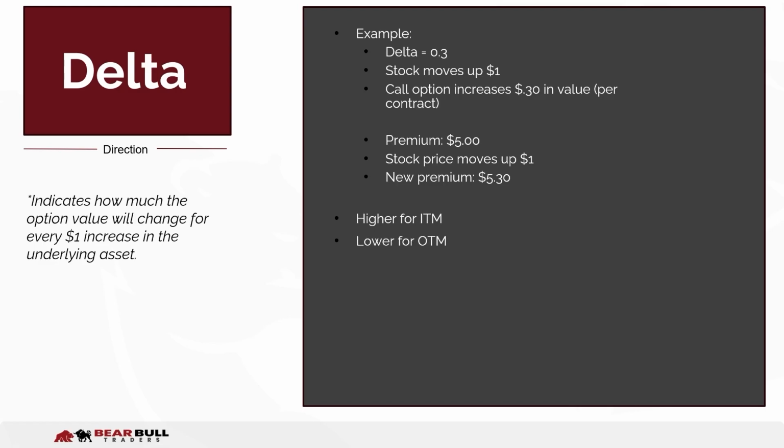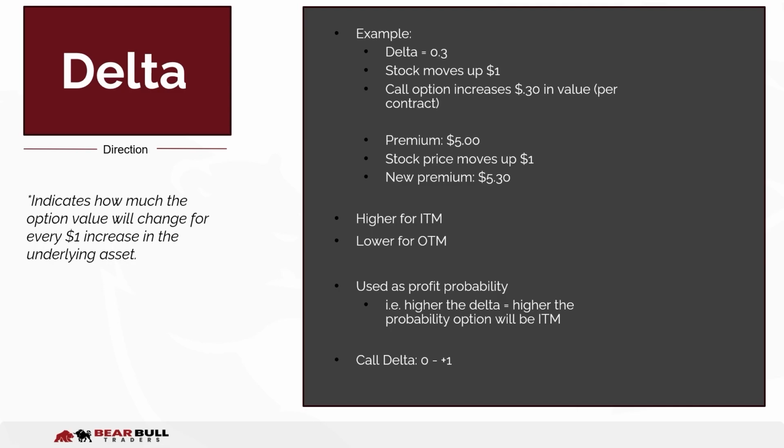Delta is higher for options that are in the money and lower for options that are out of the money. For this reason, delta tends to be used as a profit probability calculator. For instance, the higher the delta, the higher the probability that the option will be in the money at expiration. Call deltas range from 0 to 1, while put deltas range from -1 to 0.